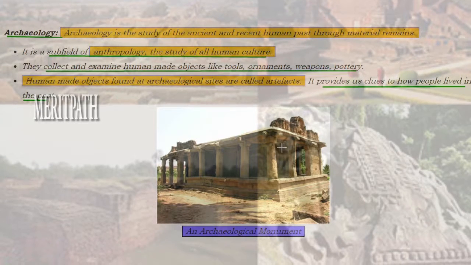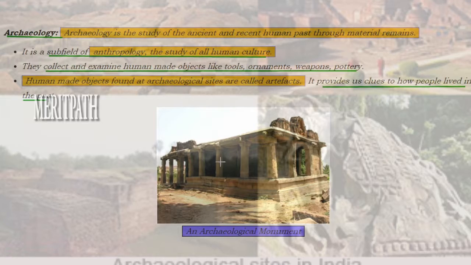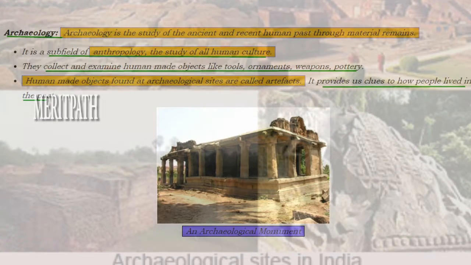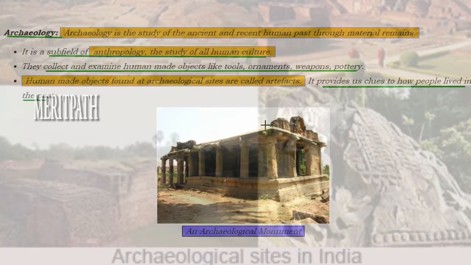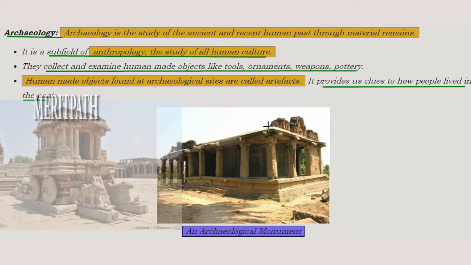So these archaeologists collect and examine human-made material objects like tools, ornaments, weapons and pottery. And these material things which are found at archaeological sites are known as artifacts. And how do they help us? They help us by providing clues about how people lived in the past. So this is an image of an archaeological monument.